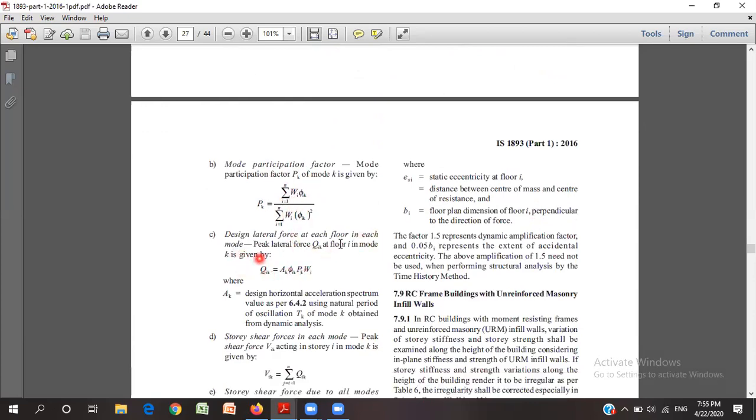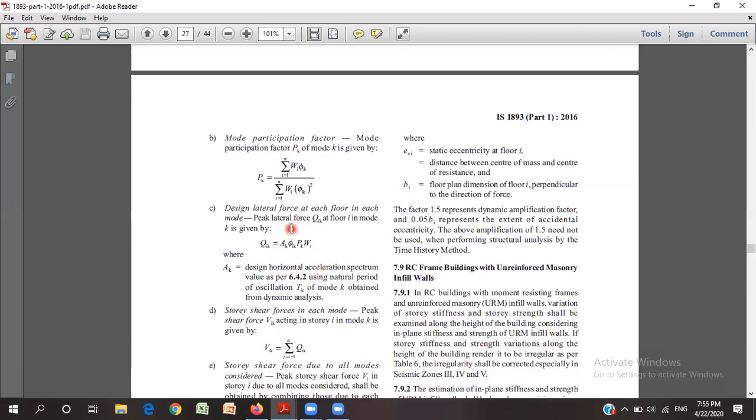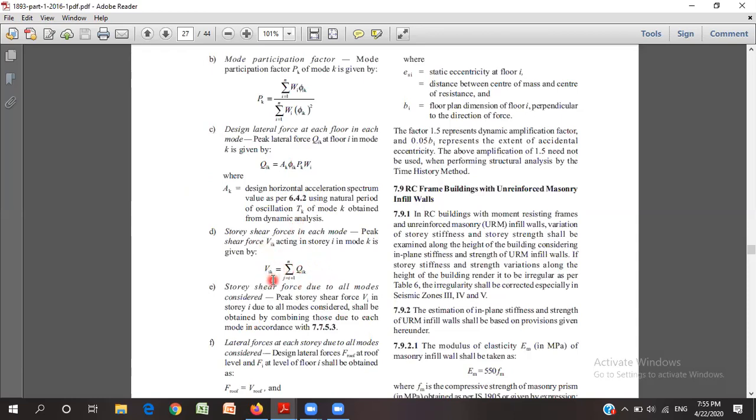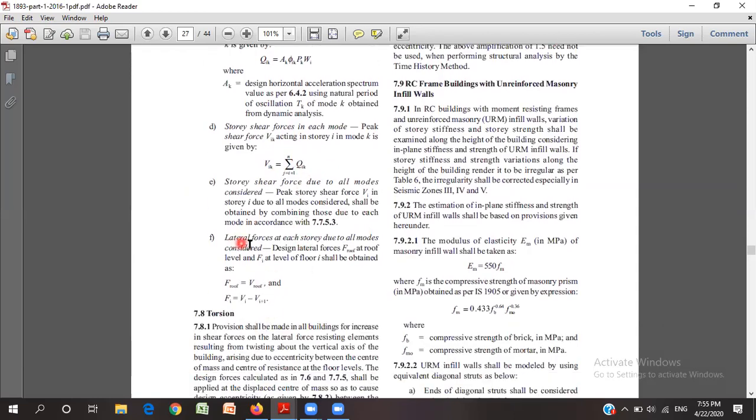The design lateral force at each floor is given by Qik equals Ak into phi into Pk into W, where Ak is your design horizontal acceleration, the same as Sa by g into Z by 2 into I by R, the same thing you will be using over here. Phi is the mode shape, Pk is your mode participation factor, and W is the weight at each floor level. Using this formula we calculate the design lateral forces. And then the storey shear, using the V formula, summation of Q. There is a method for this, we will see it in the numericals. And then the design lateral forces at each level we have to calculate.